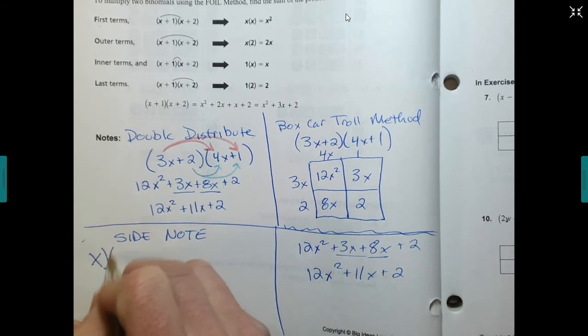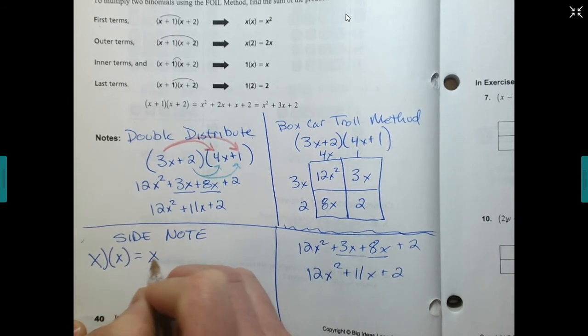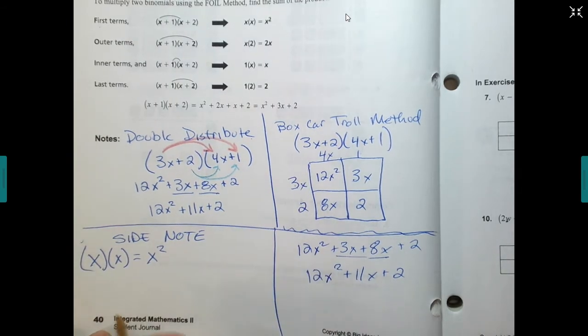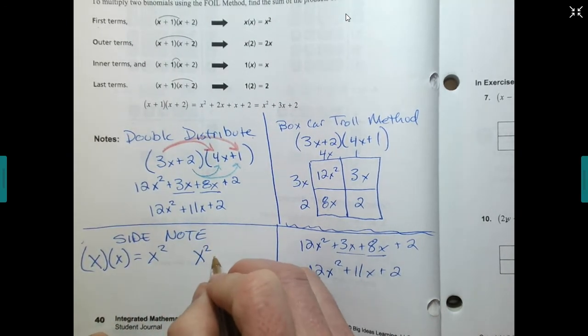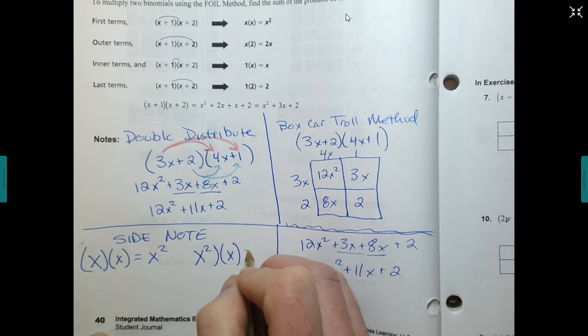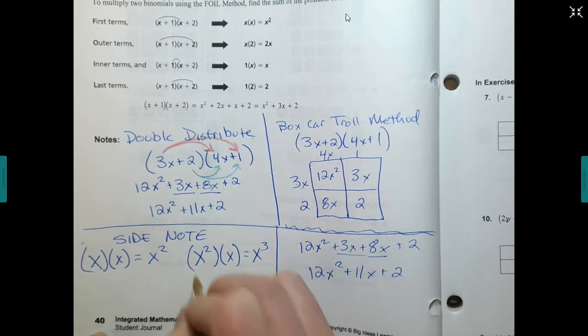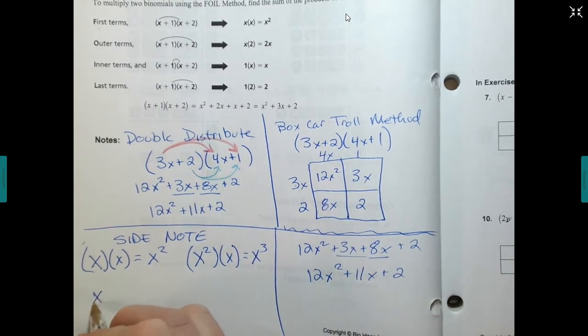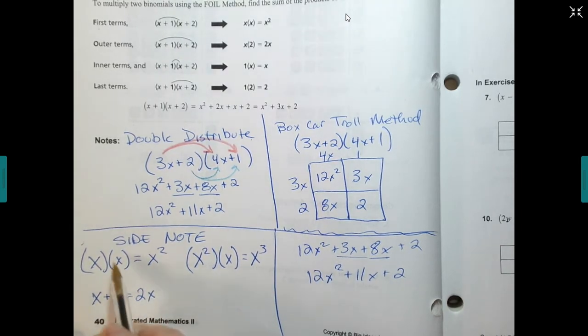X times x equals x squared. X squared times x equals x to the third. X plus x equals 2x. Do you see the difference here? X times x is x squared, right? 2 of these x's. X plus x is 2 times x.